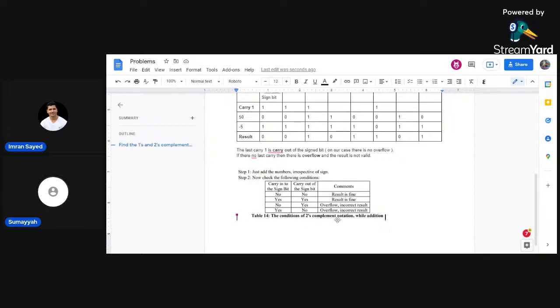This is the conditions of two's complement notation while addition. Carry in to sign bit, no. Carry out to sign bit, no. Result is fine.